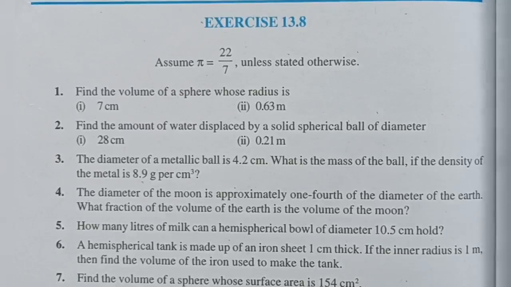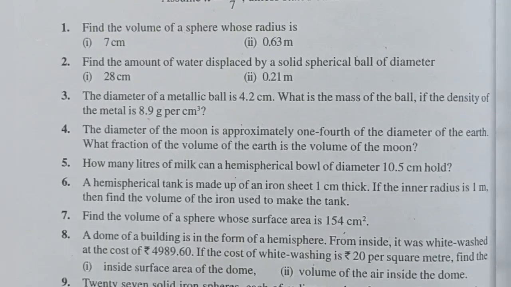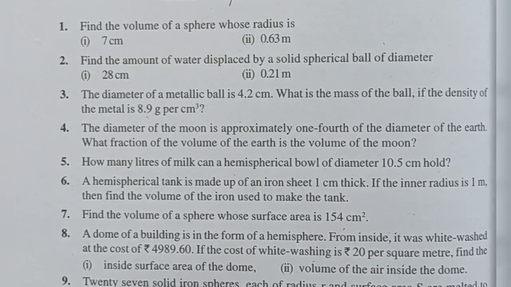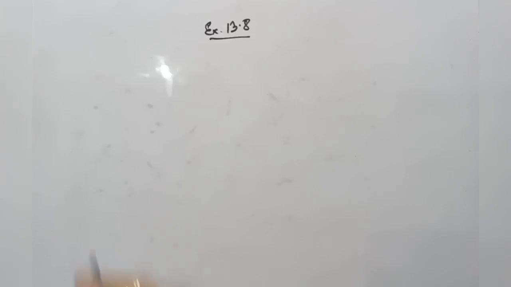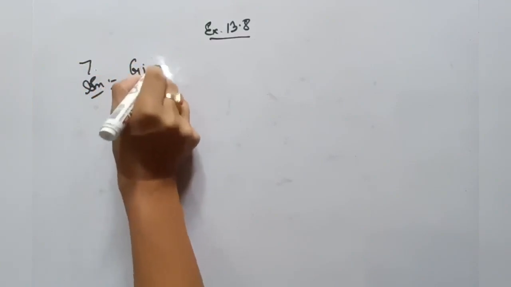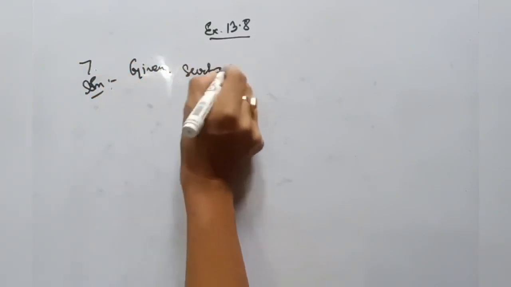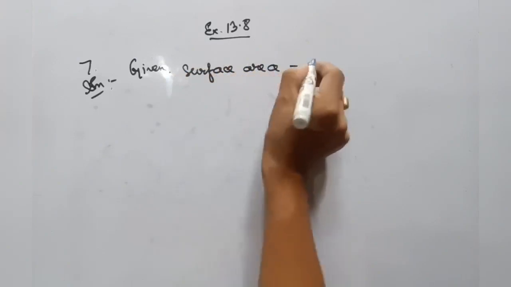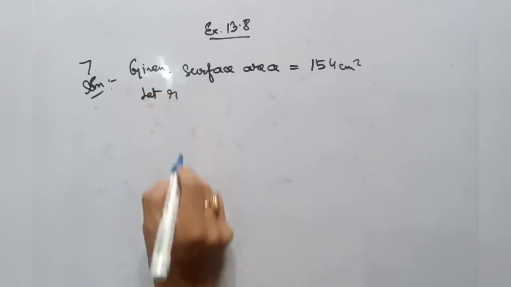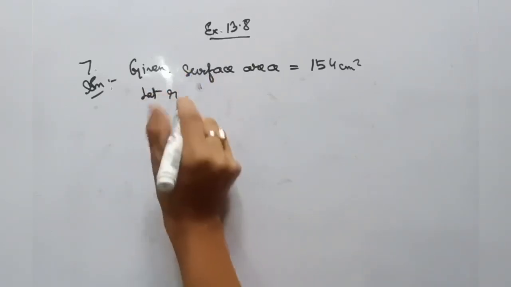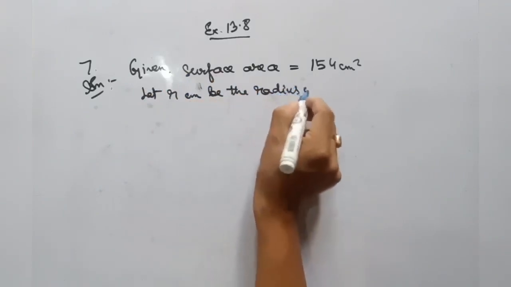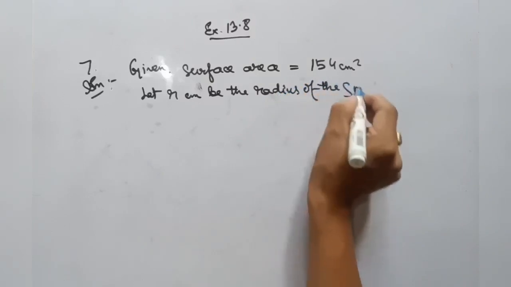Next, exercise 13.8, question number 7. Find the volume of a sphere whose surface area is 154 centimeters square. Solution: given surface area of the sphere is 154 centimeter square. So let r centimeter be the radius of the sphere.